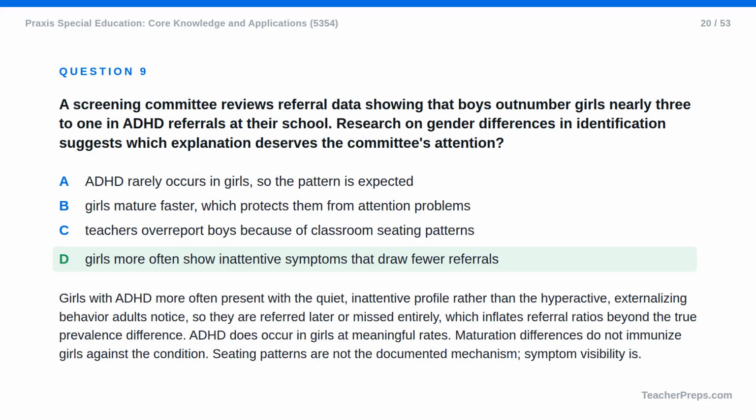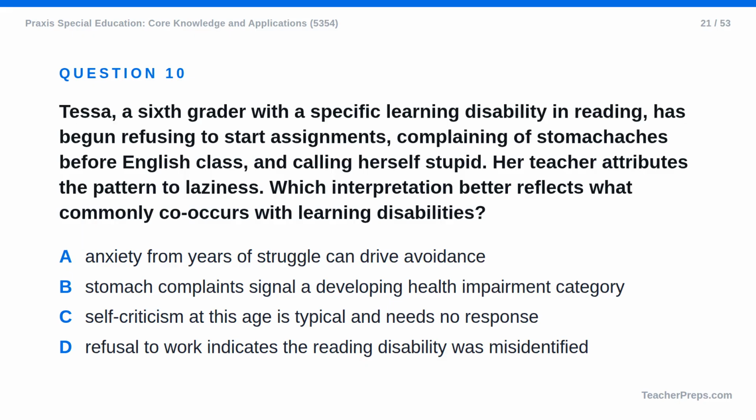ADHD does occur in girls at meaningful rates. Maturation differences do not immunize girls against the condition. Seeding patterns are not the documented mechanism. Symptom visibility is.